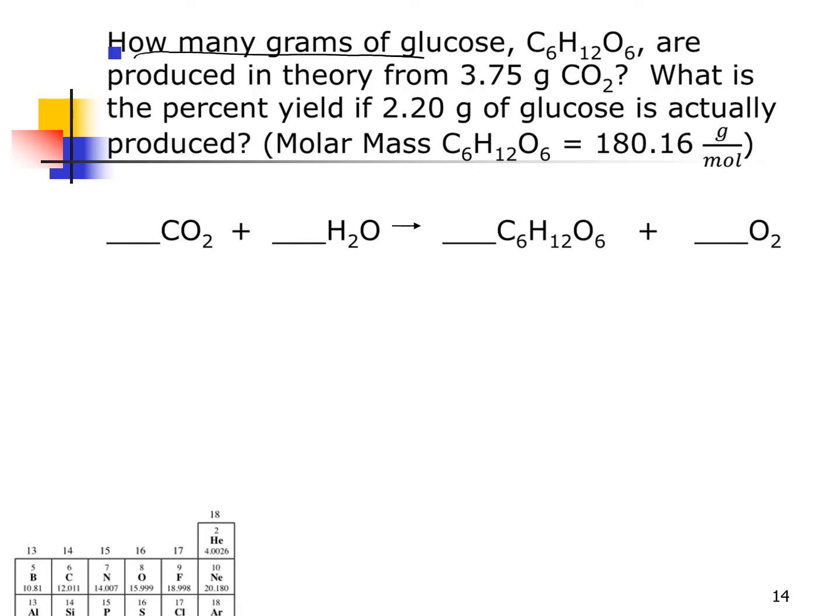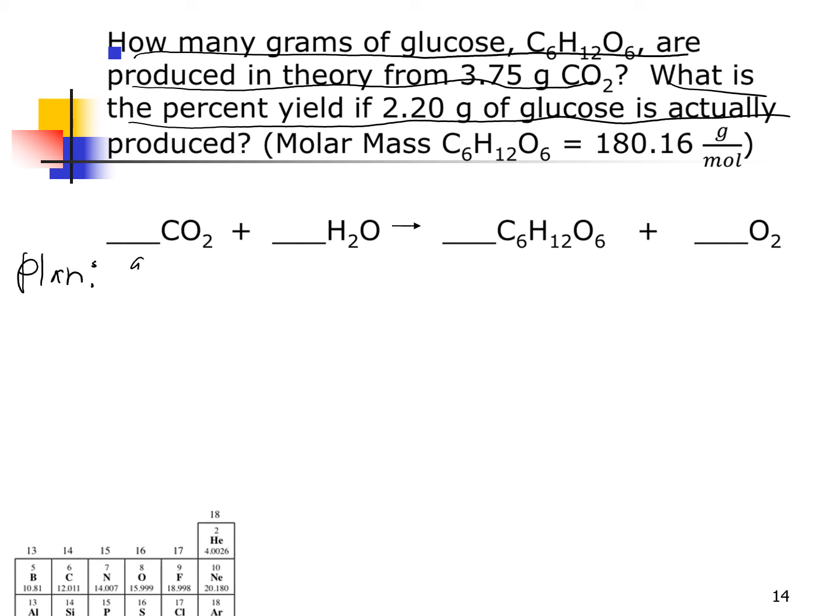How many grams of glucose are produced in theory from 3.75 grams of carbon dioxide? That's our first question. The second question is, what is the percent yield if 2.2 grams of glucose is actually produced? So let's start with the plan for the first question.